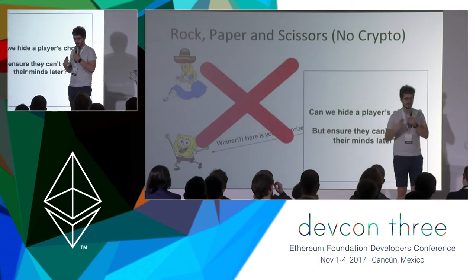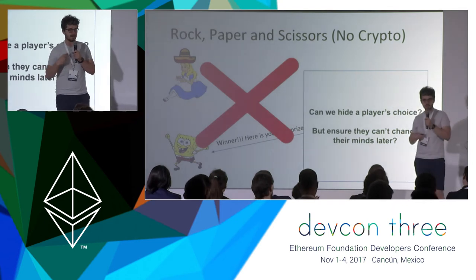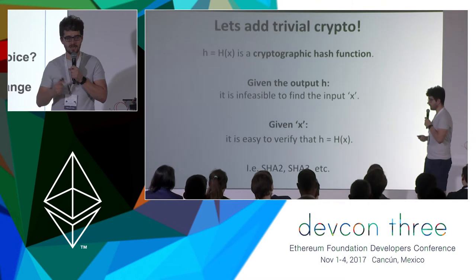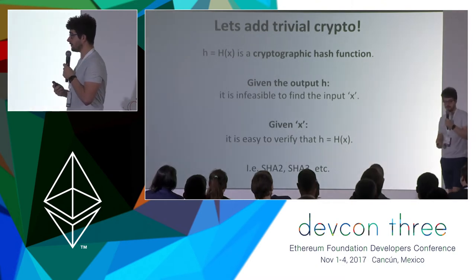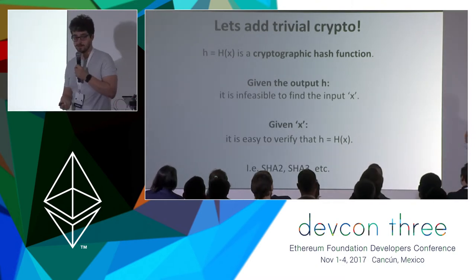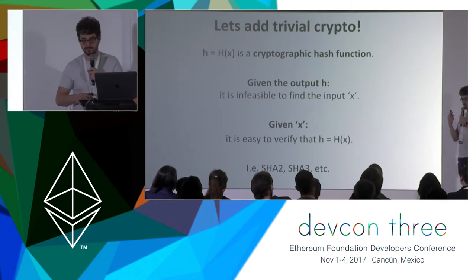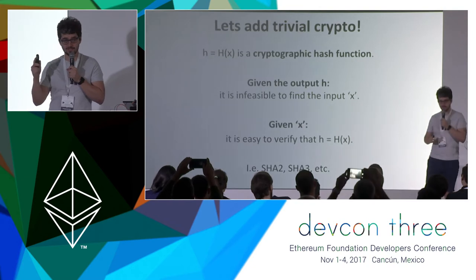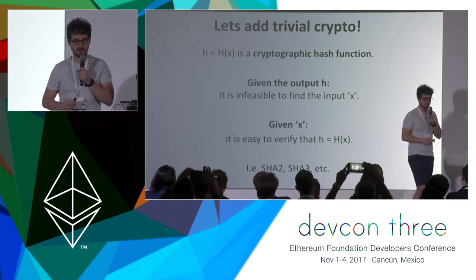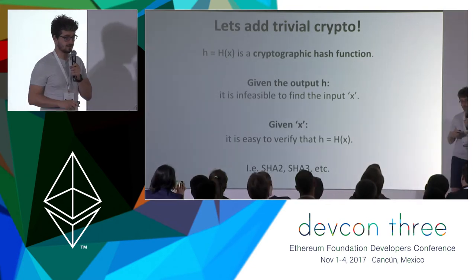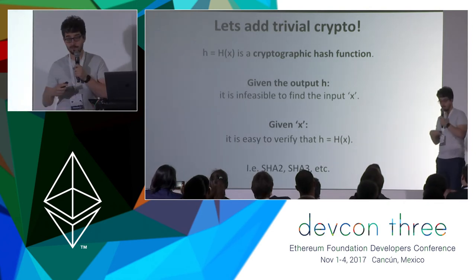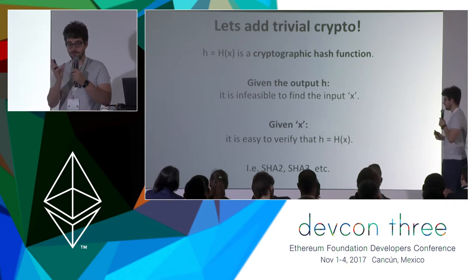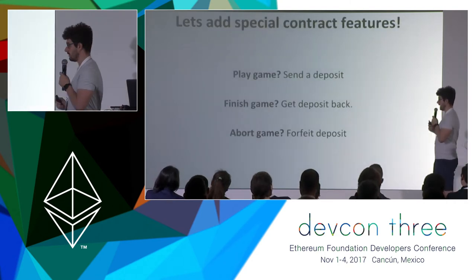We need some cryptography where I can hide my choice, but then later reveal my choice, and I cannot change my mind. And we can do this using trivial crypto. As most people in this room are probably aware, there are cryptographic hash functions. So if I want to choose rock, I put it through the hash function, I'll get 32 bytes of random data, I'll store that in the contract, and later on, when I reveal rock, the contract will hash it again and compare the result with the output of what it hashed.